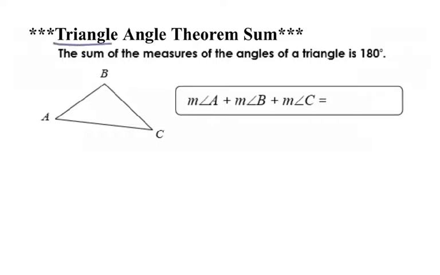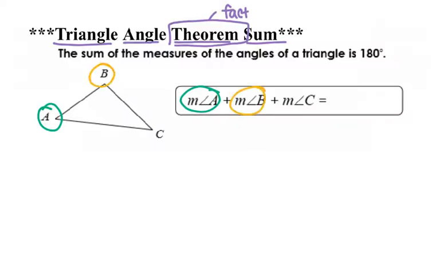So here's a big deal. This is called the triangle angle sum theorem. This word theorem just means it's like a fact in math, something that you always know is true. So the sum of the measures of the angles of a triangle is 180 degrees. So the measure of angle A plus the measure of angle B plus the measure of angle C has to give you 180 degrees. Every triangle you ever see is going to add up to 180 degrees.